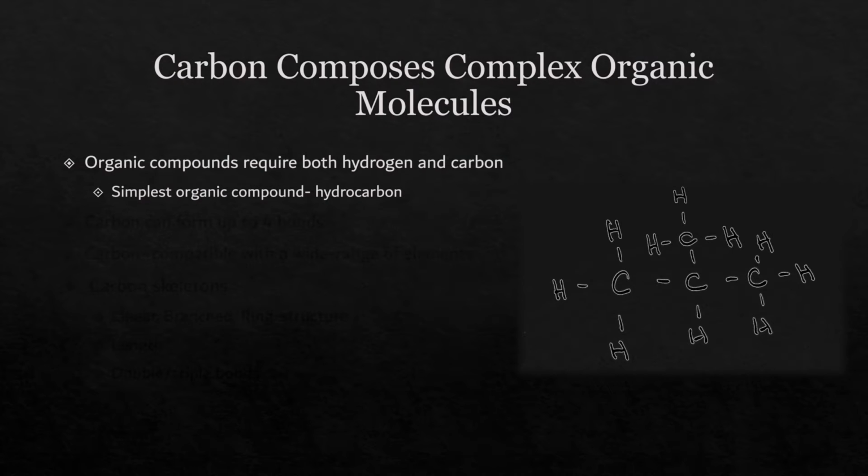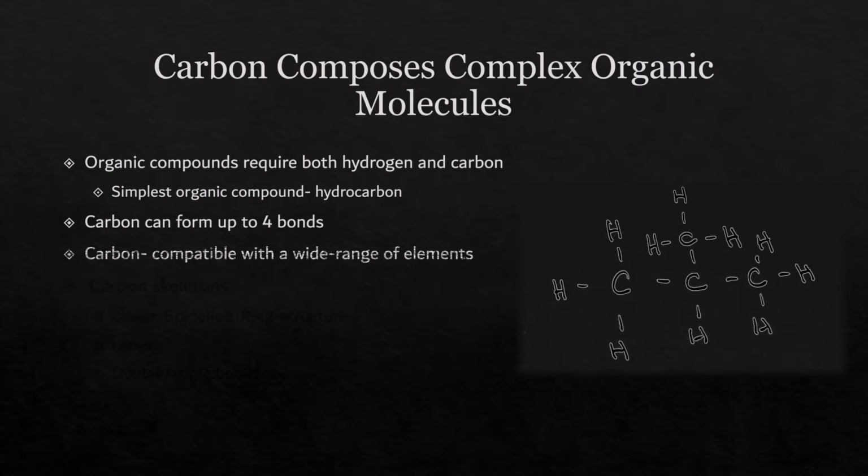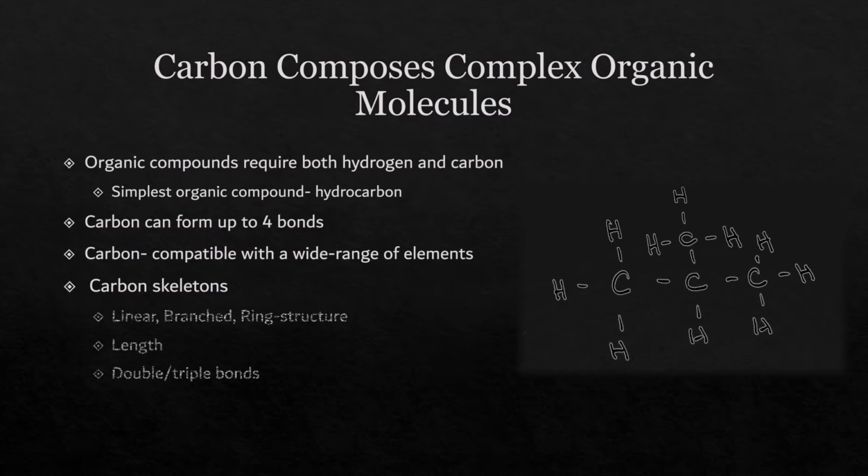So what makes carbon such an essential molecular building block? It can form up to 4 bonds because it has 4 valence electrons. This allows for the creation of large and complex compounds. Carbon is also compatible with a wide range of elements. Carbon can form lengthy and complex chains, known as carbon skeletons.